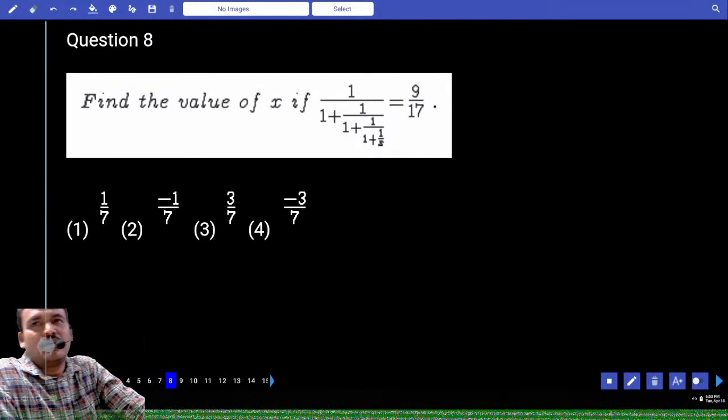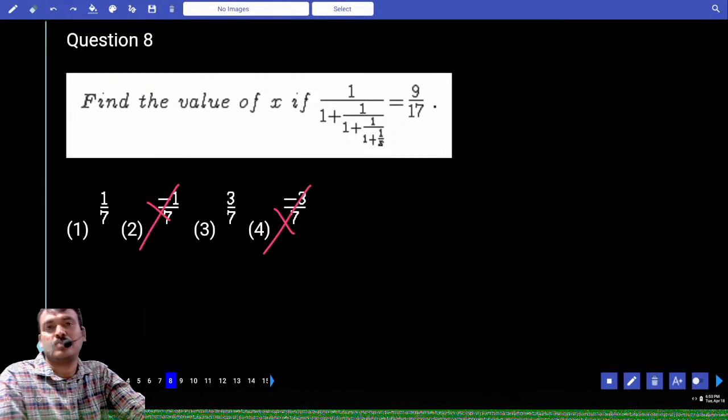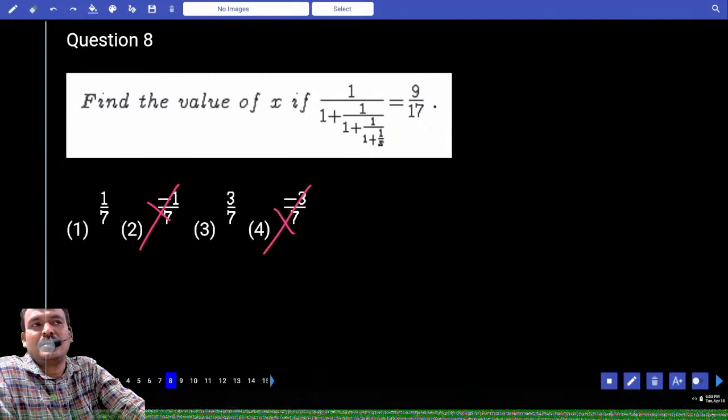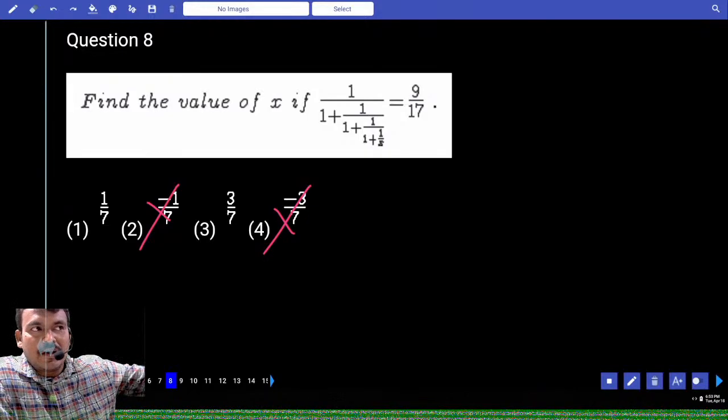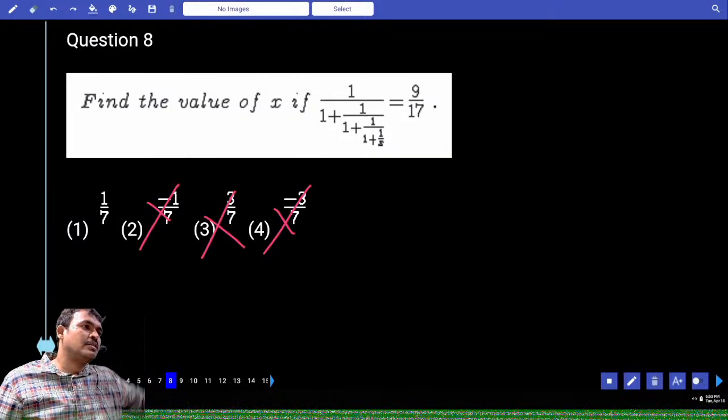Because we are not getting a negative value, the second option is not possible and the fourth option is not possible. 3 by 7 means 1 plus 3 by 7, which is 10 by 7. But in every case the remainder we are getting is 1, which means the possibility is the first option or the third option?